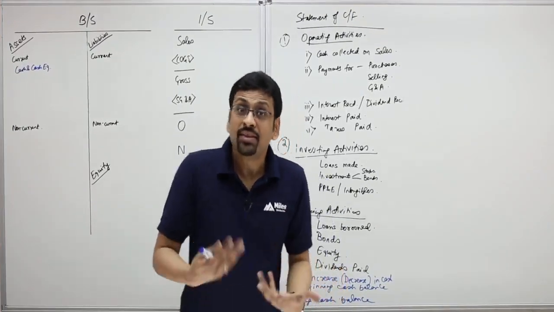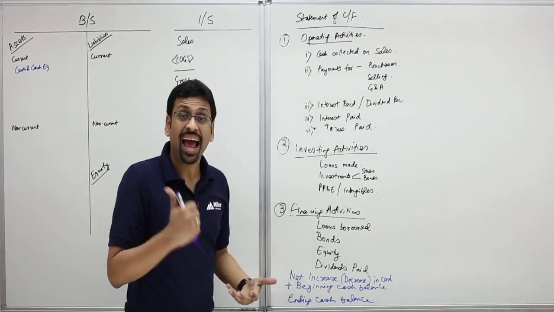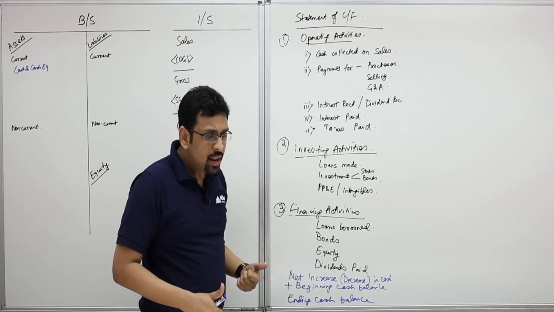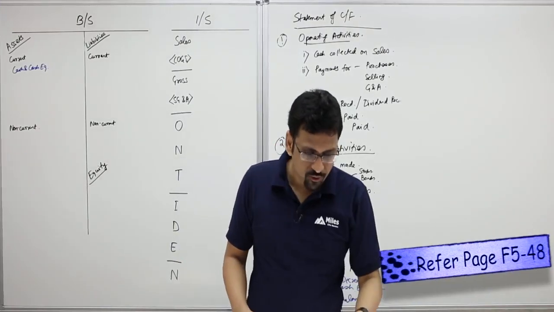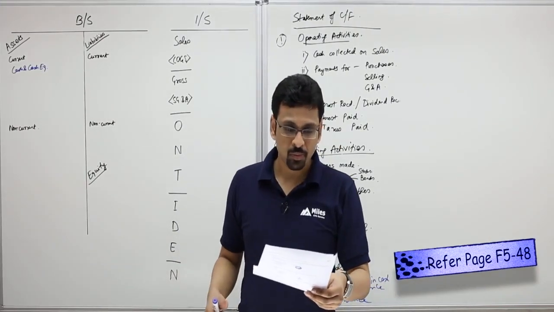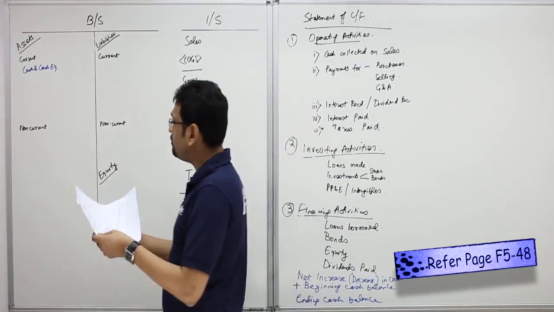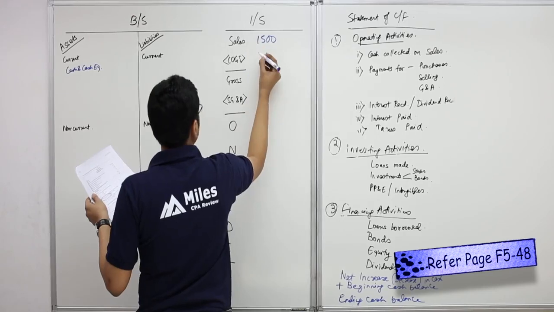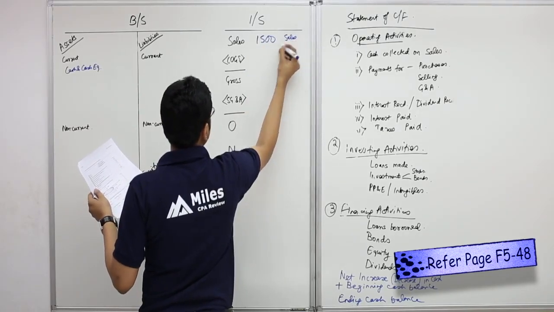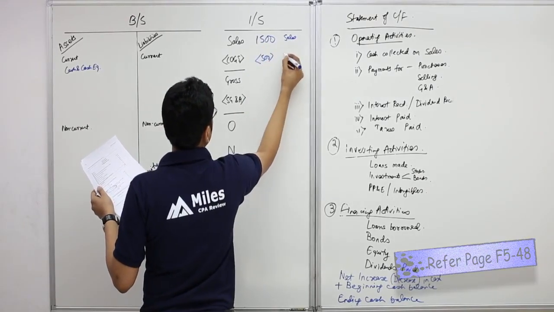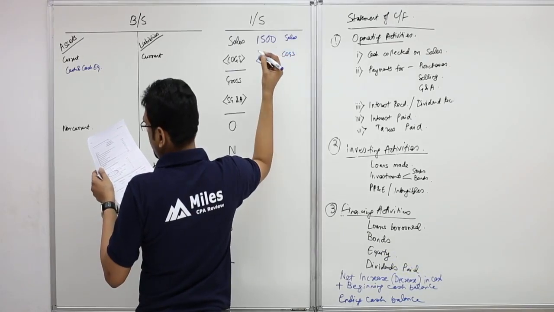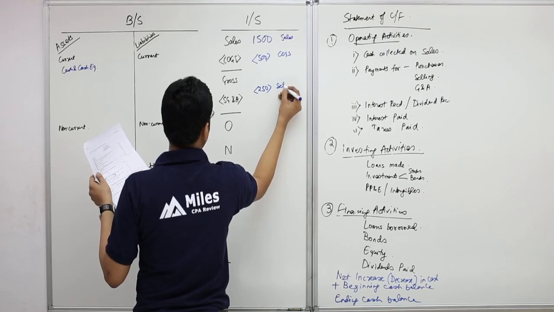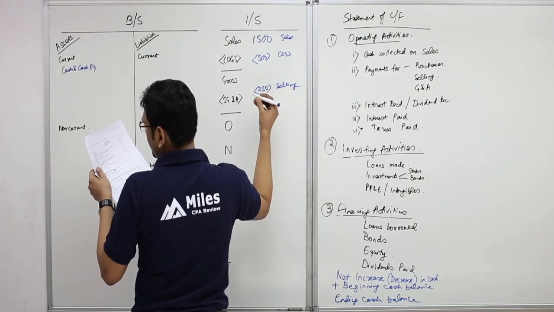Now we'll be looking at examples of using the direct and the indirect method for operating activities. And before that, let me put on the numbers that you have on the income statement in your book. So here you have sales, $1,500. You've got COGS, 500. You've got selling, 250. G&A is 100.